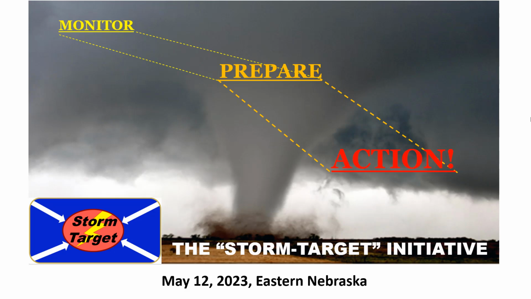Hello. This case review demonstrates the Storm Target approach for the May 12, 2023 tornado event in eastern Nebraska. This video will illustrate how Storm Target essentially targets storm hazards to provide greater precision and timeliness than the information provided in government watches and warnings, supporting better decisions to take cover when in imminent danger and not take cover when not yet in danger.